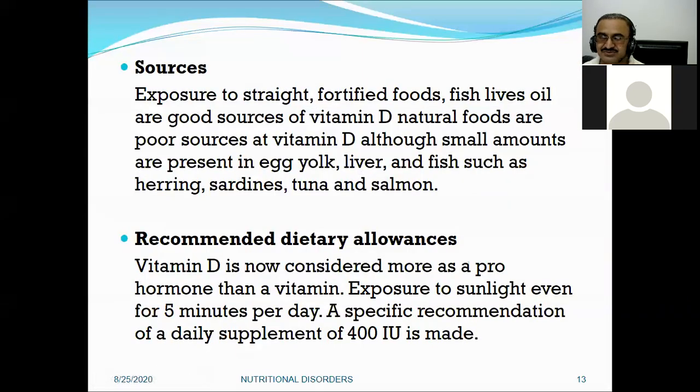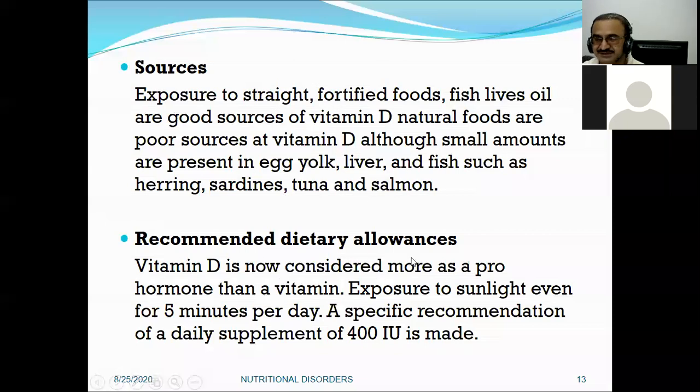So I have told you the sources: fish liver oil is a good source of vitamin D, and natural foods such as egg yolk, liver, and fish, such as sardines and salmon. These are types of fish.